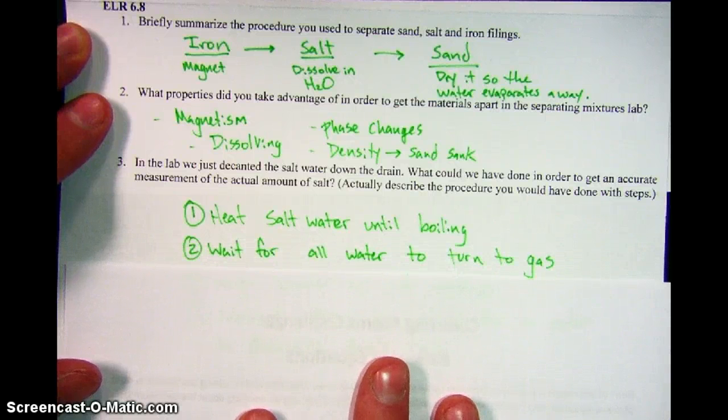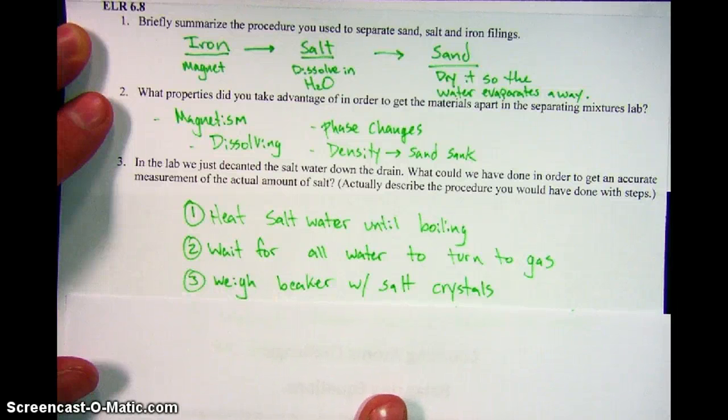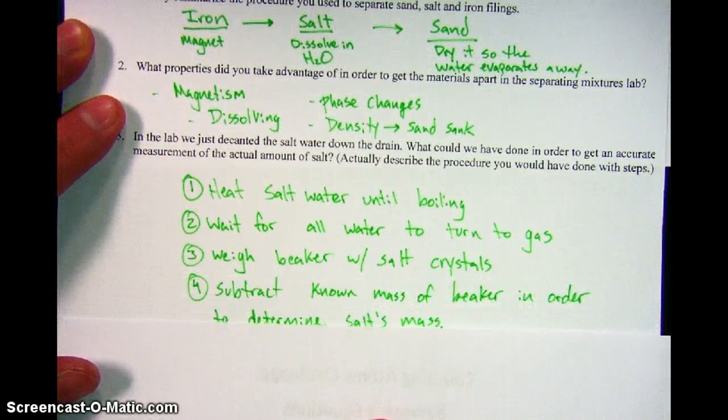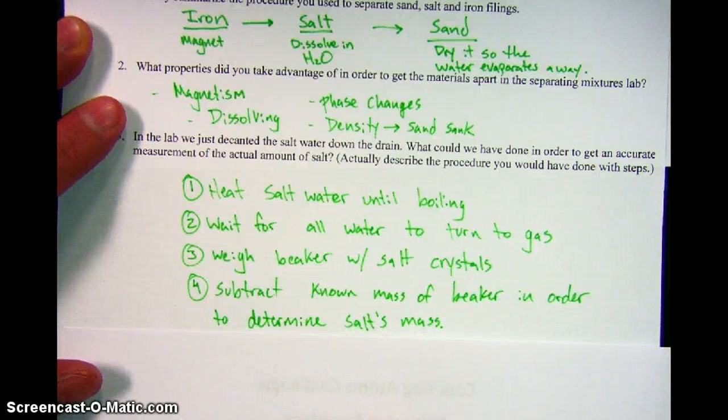The salt would have been left behind, so we would weigh the beaker with the salt crystals left behind in it, and then we would just subtract what we knew the mass of the beaker to be, and that number which we were left with would have been the salt's mass.